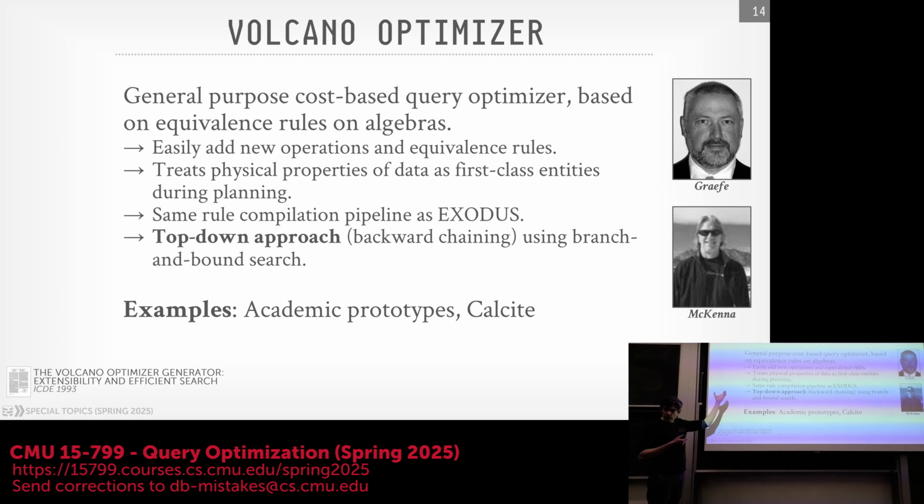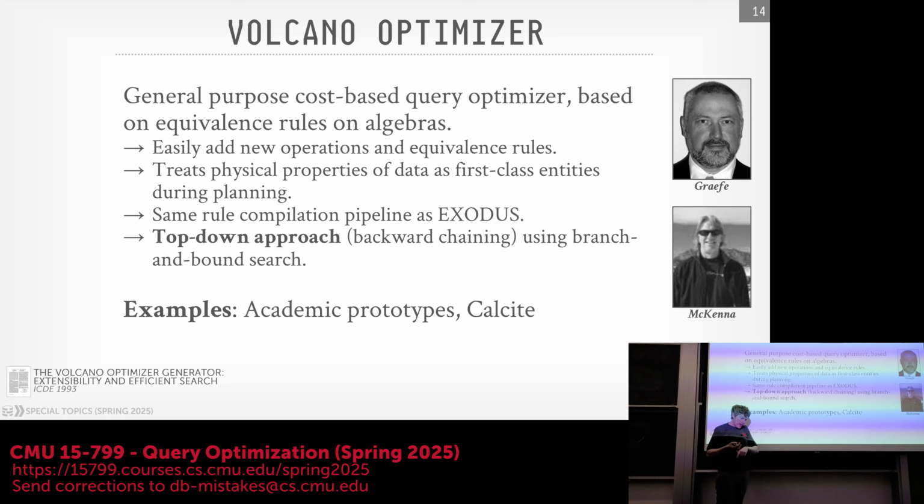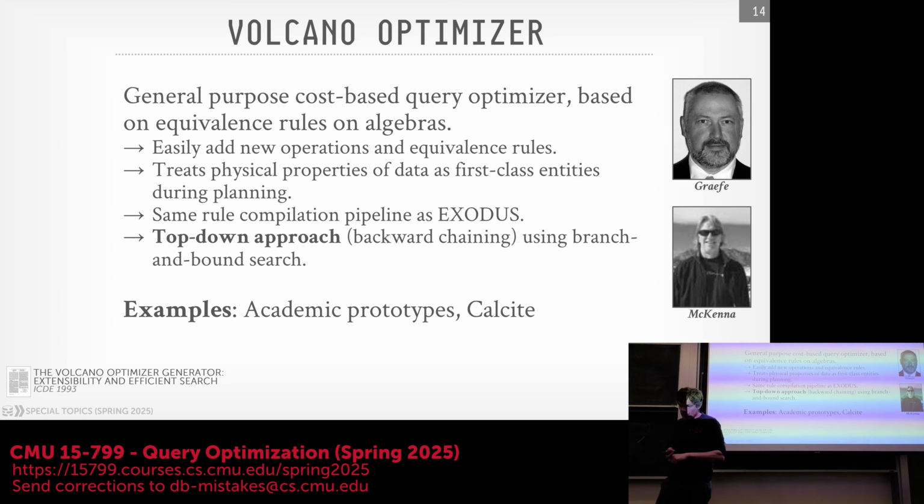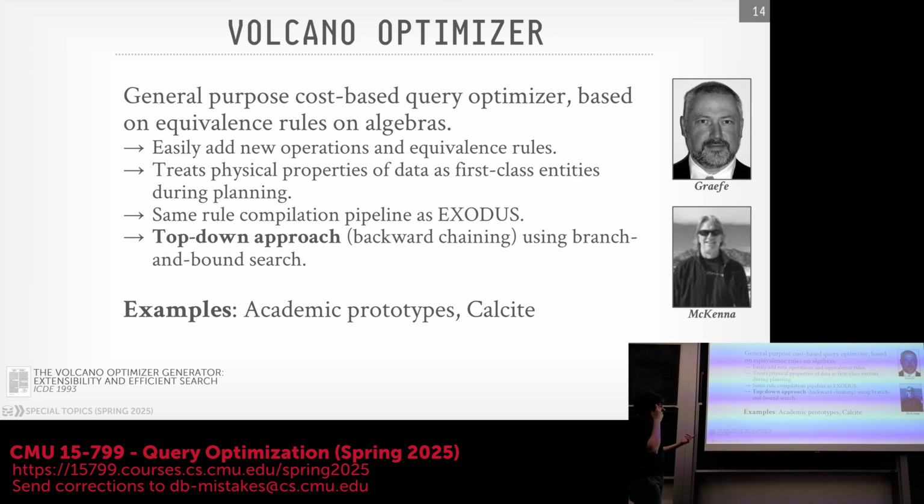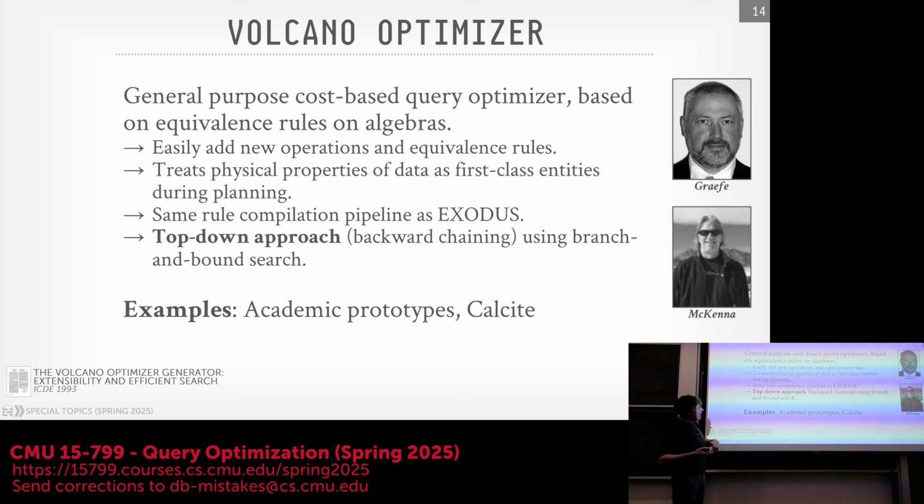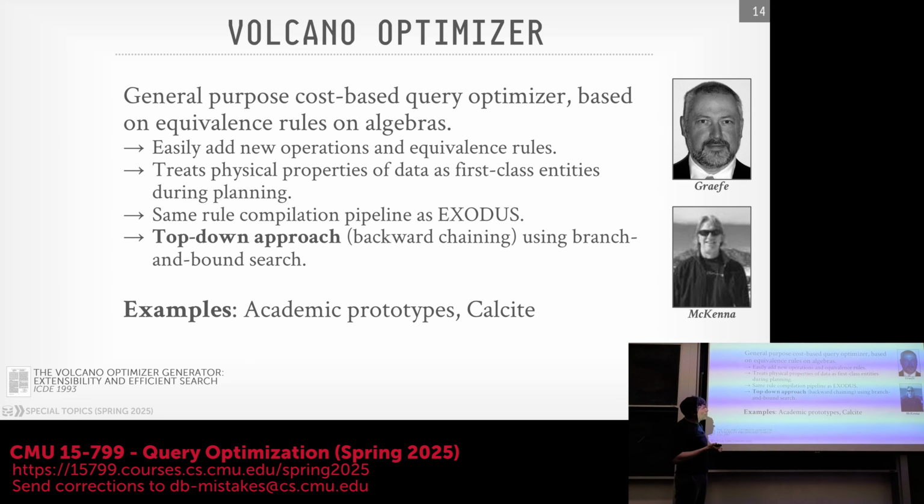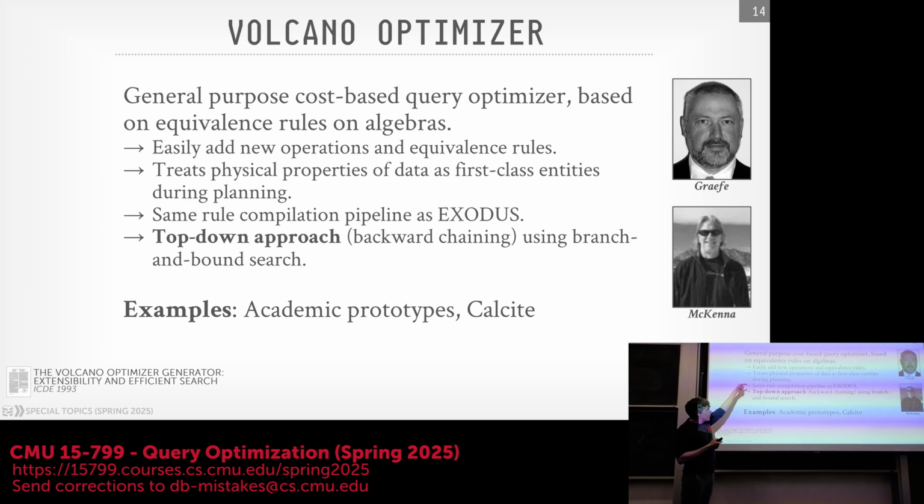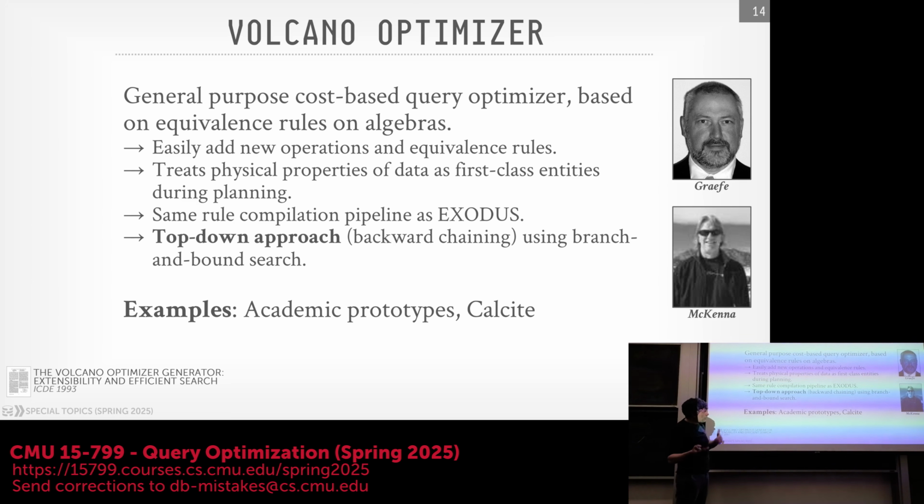So the Volcano project was similar to Exodus, where it was meant to be an extensible database system toolkit. When we discuss the exchange operators and parallel algorithms in the intro class, we sometimes refer to that as the Volcano method. That all comes from the same project that he built for this query optimizer as well. So again, just like in Exodus, it was meant to be an extensible system where you can add new operations and equivalence rules for them. Once again, we're going to treat properties on the data as first-class entities during the planning process.